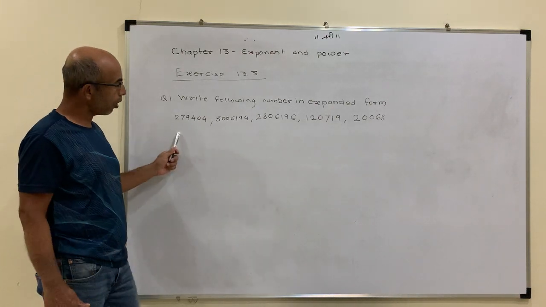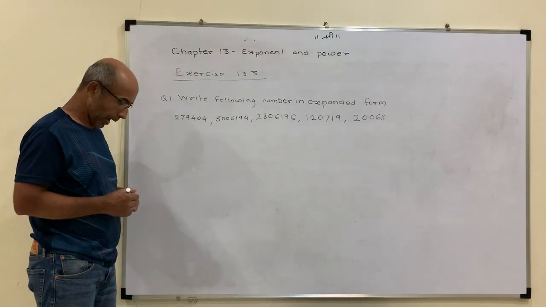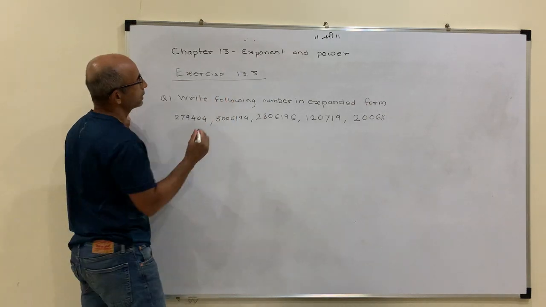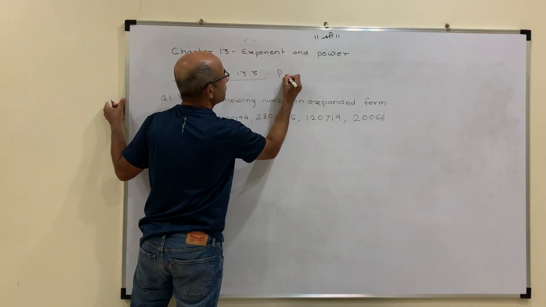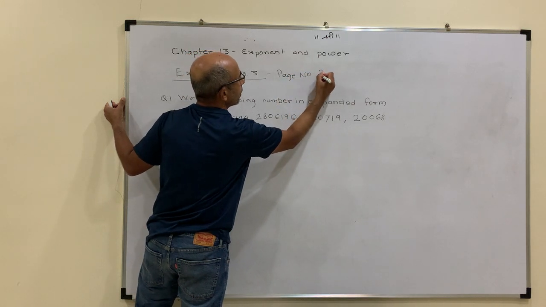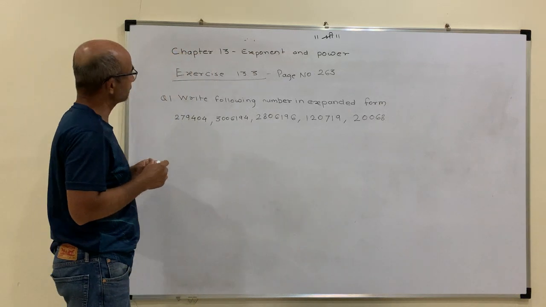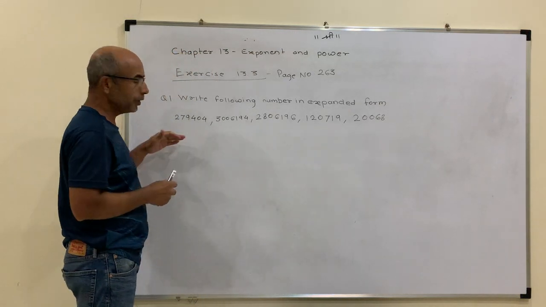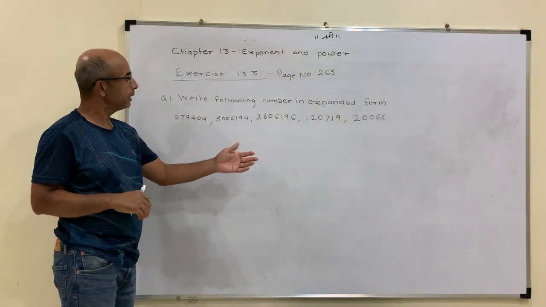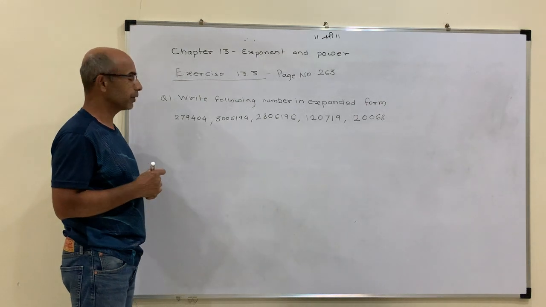Once you complete all these numbers, because you must be having a book as well with you, I'll let you know the page number as well. It's page number 263. Yeah, question number 1, exercise 13.3. Once you pause, you solve all of them, and once you complete, then you can play and compare your answers with my answers.